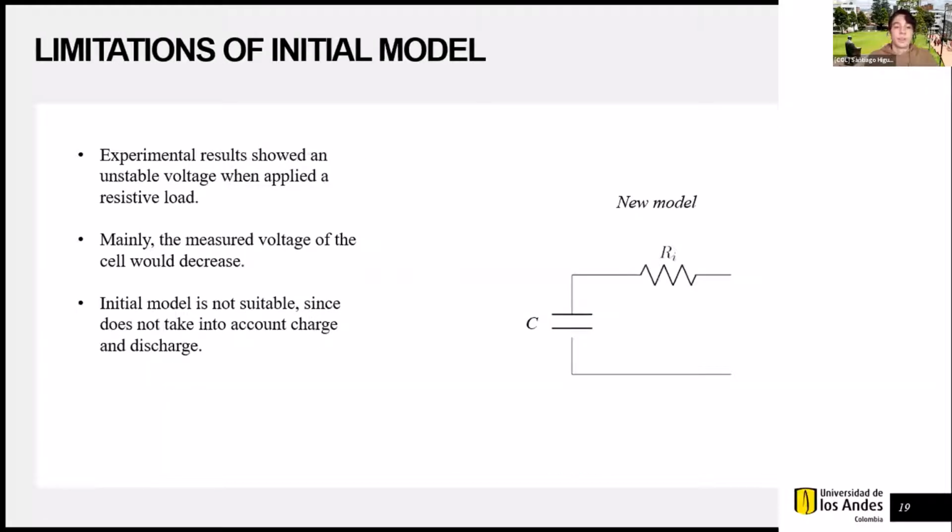Now, we found that there were some limitations of the initial model. The experimental results showed that the voltage would be unstable as time passes, given a resistive load. So mainly the voltage would decrease. So we suggest that a new model could be used, replacing the direct voltage source with a capacitance.